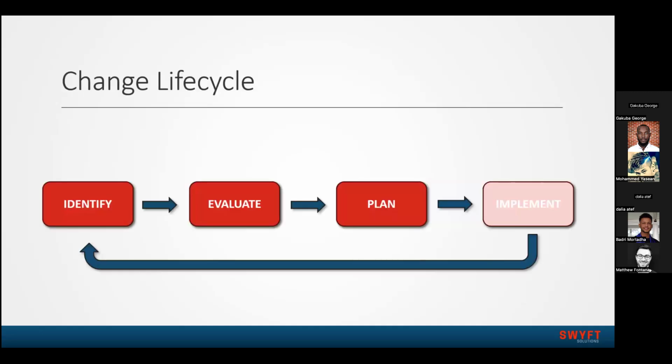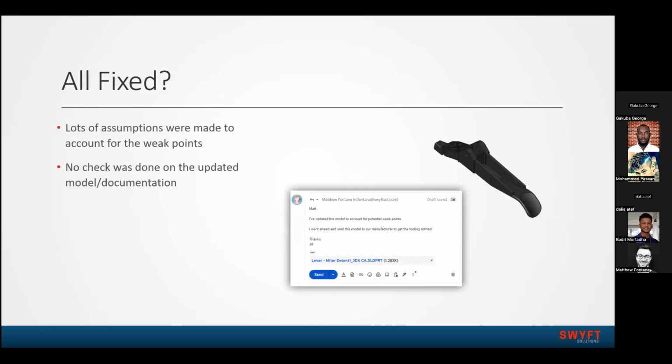And if we take a look at what that email covered in this change lifecycle, just in that simple email, I identified that there was an issue. I decided that we were going to change it, and I gave Jill an action to go ahead and change it. So really kind of encompassing the identify, evaluate, plan just with a single email, which you typically want to break up a little bit more.